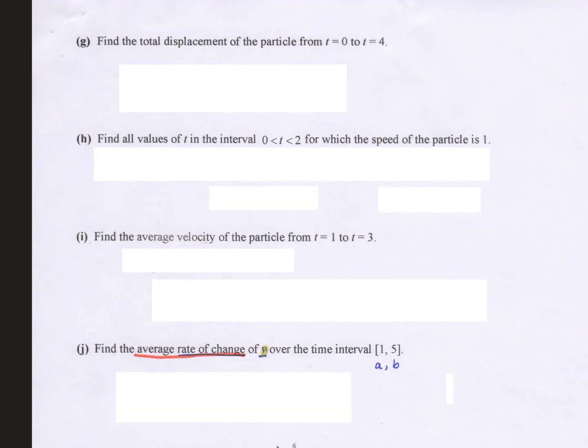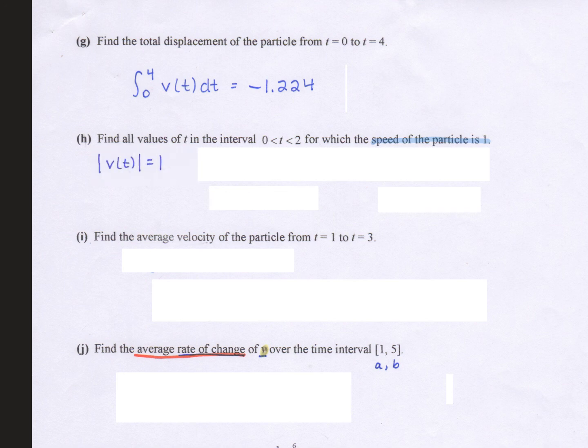Part G is asking for the displacement of the particle. I first must show my displacement integral, then I just type that into my calculator to get my answer. In part H, the question wants to know where the speed of the particle is equal to 1? And we know that speed is the absolute value of velocity, so that's our starting point.